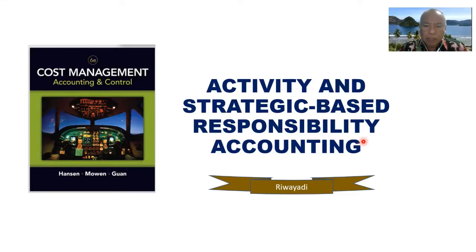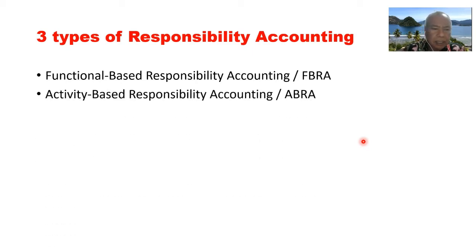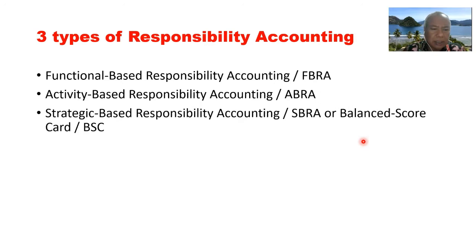Now we will discuss activity based and strategic based responsibility accounting. The reference is from Hansen Mowen. There are three types of responsibility accounting. The first is functional based responsibility accounting, or what we call traditional responsibility accounting. The second one is activity based responsibility accounting. And the last one is strategic based responsibility accounting, or balanced scorecard.